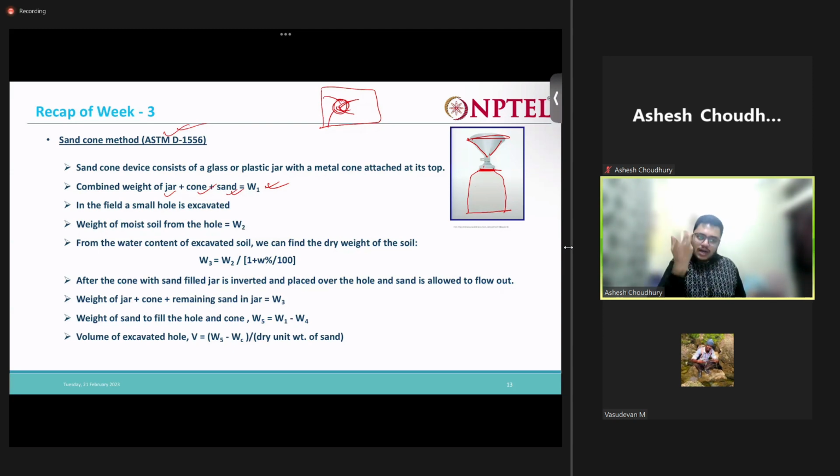So what happens is you collect that amount of soil, and we weigh that soil. That weight is W2, the weight of the excavated soil from that hole.